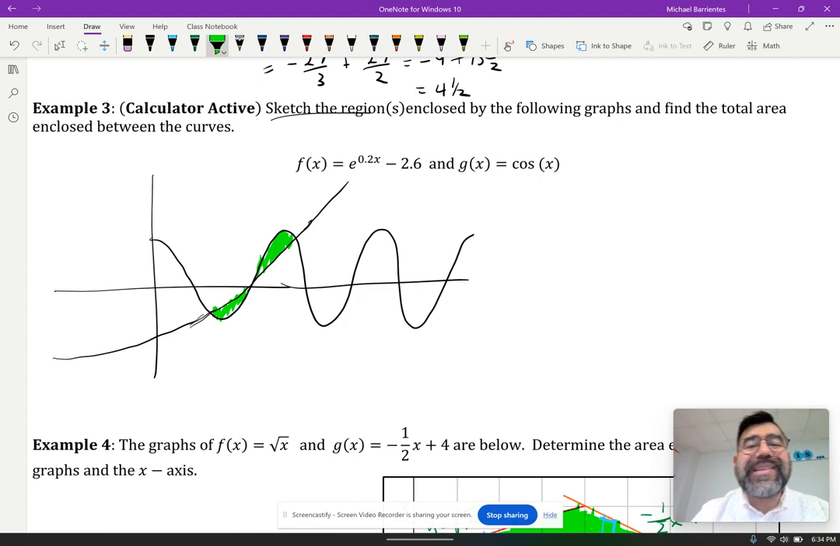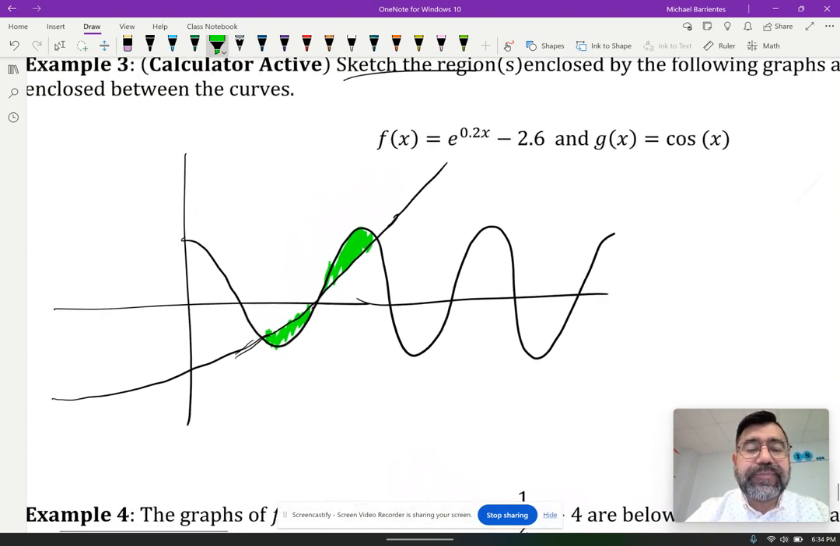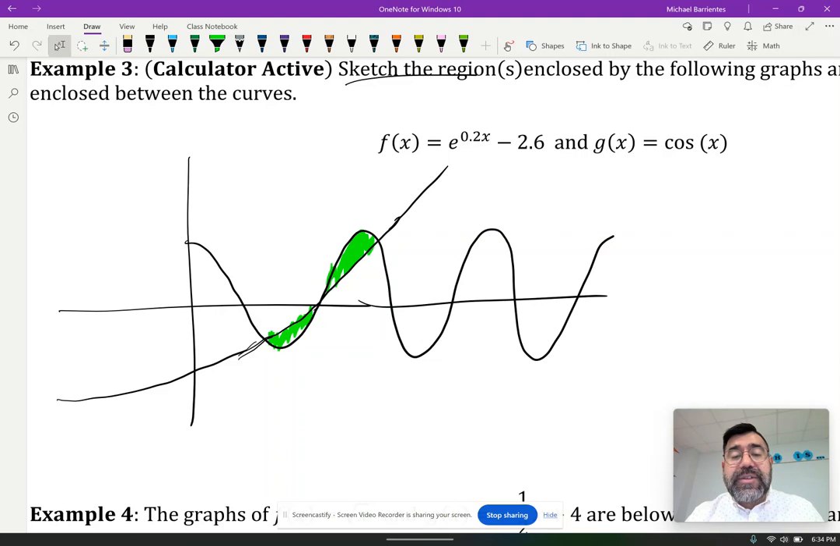So why did they want us to sketch it is the question. They want us to sketch it so that we know which is the top function, which is the bottom function, right? So if I sketch it, I can now see this curve, which is e to the 0.2x minus 2.6. This is f of x, and that's on the top in the first part, and g of x, which is cosine, is on the bottom. But then it switches, and now g of x is on top, and f of x is on the bottom. Do you see that? So I got to be careful the way I set it up.